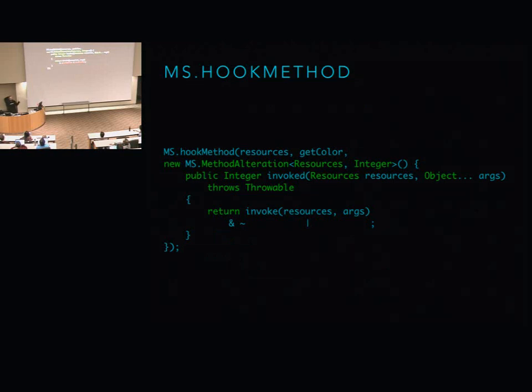I provide an API so I can actually, from Java, take my resources class, take my getColor method, and here are two lines of code I should have included. That getColor is a java.lang.reflect.Method. And then I'm going to pass it an MS method alteration, which is an anonymous inner class I'm going to quickly construct that has a callback invoked, and I can use the invoke method to call through to the original.